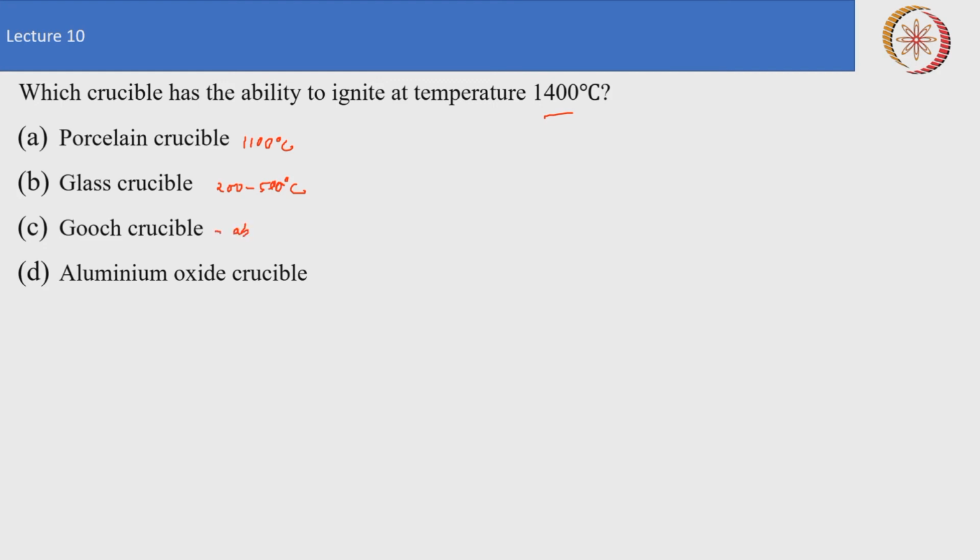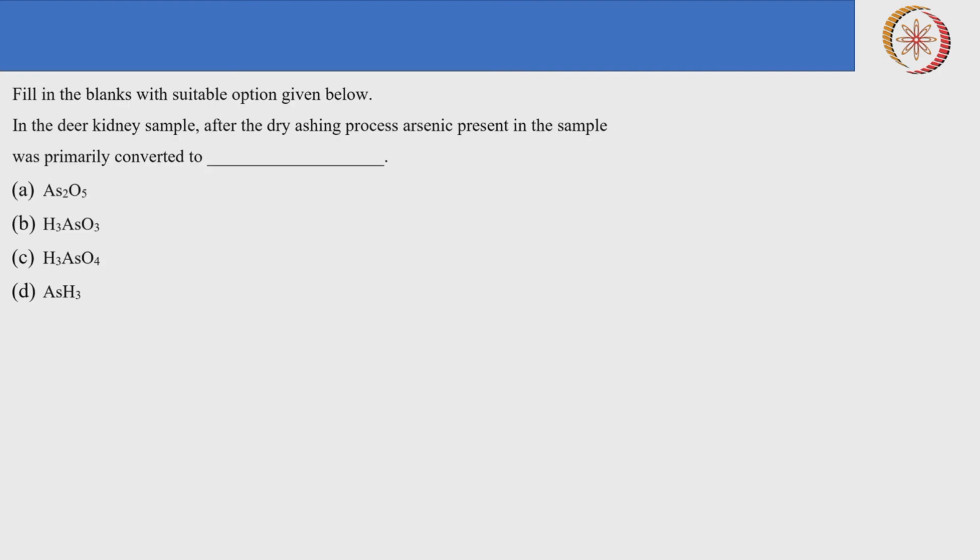Glass crucible, 200 to 500 degrees Celsius you can do the measurement. Gauge crucible, above 500 degrees Celsius, and aluminum oxide crucible you can go up to 1500 degrees Celsius. So if you want to do a reaction at 1400 degrees Celsius, then you have to choose the aluminum oxide crucible. So the answer is D.